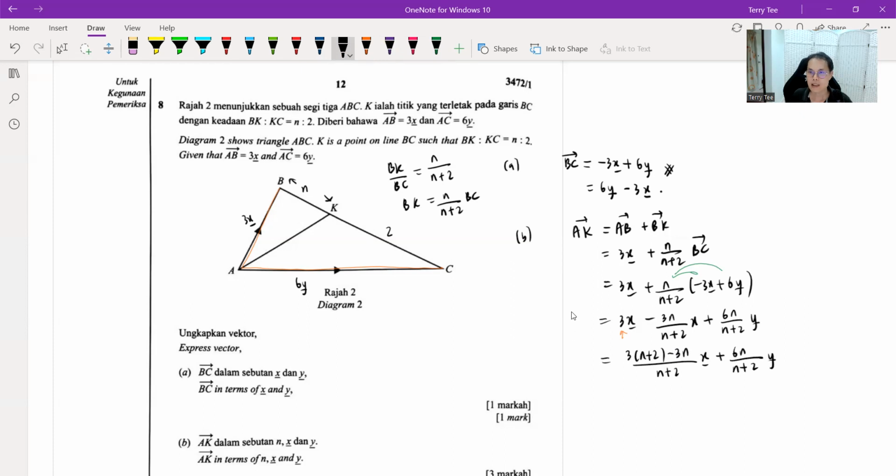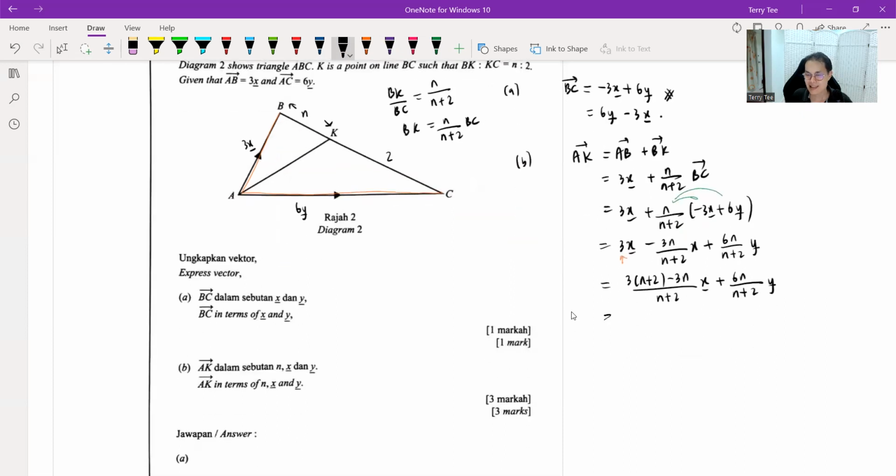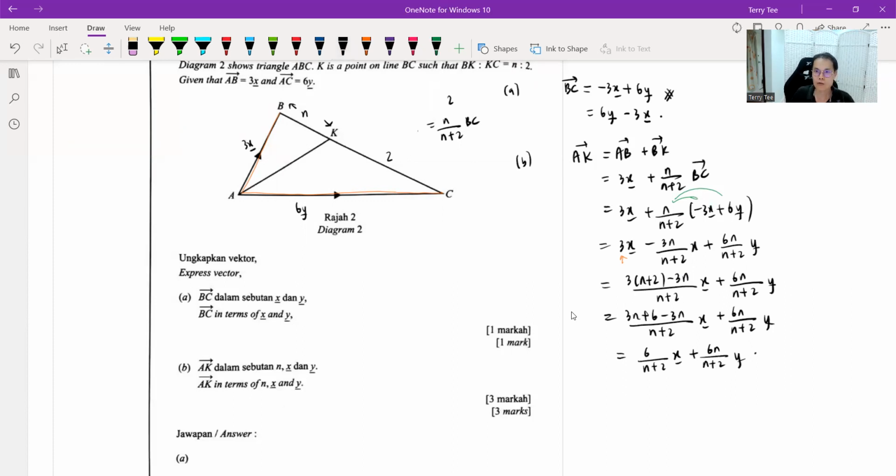Okay. Now let us expand this bracket. 3n plus 6 minus 3n over n plus 2 x. This is 6n over n plus 2 y. Your answer is 6 over n plus 2 x plus 6n over n plus 2 y. Okay, you may think, wow, this one looks really, really difficult. Well, actually, it's not. If you know how to use the ratio theorem, it's so easy.